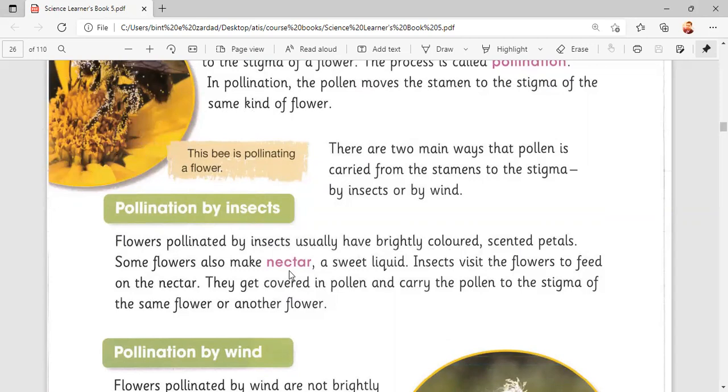Some flowers also make nectar. Now what is nectar? A liquid, a sweet juice. Insects visit the flowers to feed on the nectar. They get covered in pollen and carry the pollen to the stigma, the female part of the same flower or another flower. They are not necessarily sitting on the same kind of flower; maybe the insect sits on another flower. By this method they move pollen from the male part of one flower to the female part of another flower.